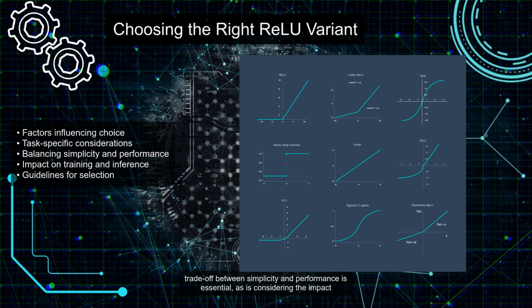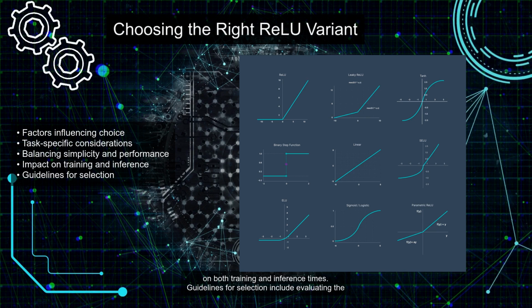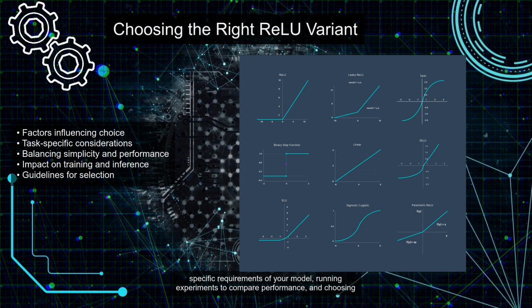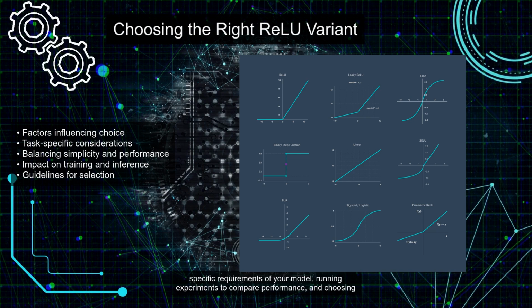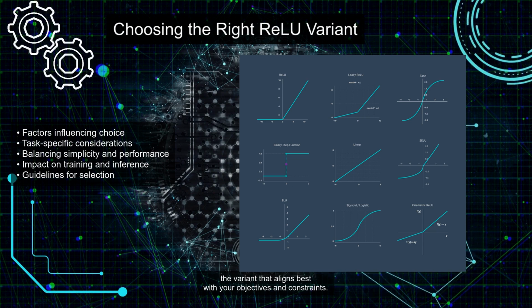Balancing the trade-off between simplicity and performance is essential, as is considering the impact on both training and inference times. Guidelines for selection include evaluating the specific requirements of your model, running experiments to compare performance, and choosing the variant that aligns best with your objectives and constraints.